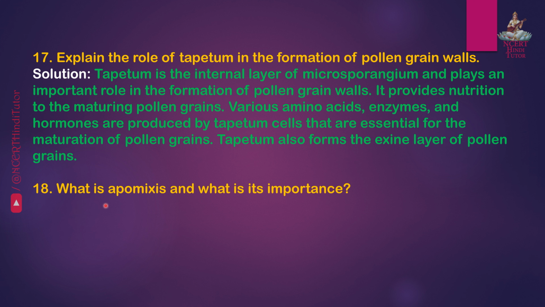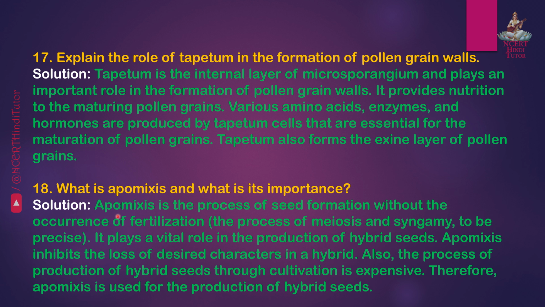Question 18. What is apomixis and what is its importance? Answer. Apomixis is the process of seed formation without the occurrence of fertilization, that is, the process of meiosis and syngamy to be precise. It plays a vital role in the production of hybrid seeds. Apomixis inhibits the loss of desired characters in a hybrid. Also, the process of production of hybrid seeds through cultivation is expensive. Therefore, apomixis is used for the production of hybrid seeds.